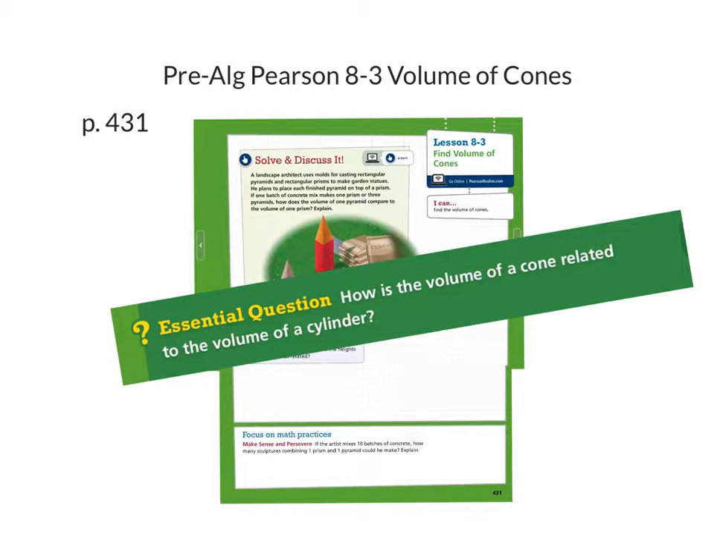Today's lesson is on volume of cones, and so we're going to be talking about how the volume of a cone is related to the volume of a cylinder. Volume of cylinders, which we did last year.